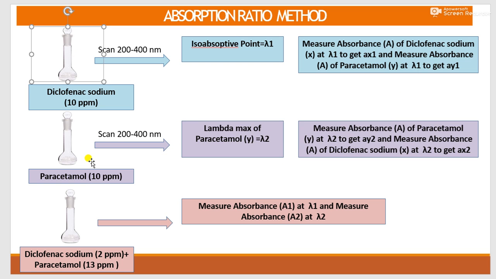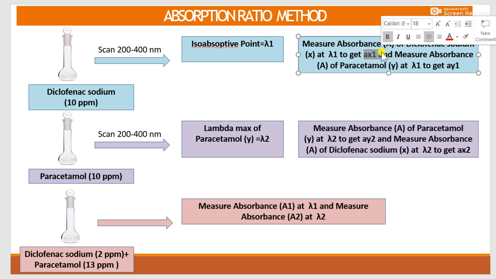These two solutions you have to measure at both the lambda. Diclofenac you have to measure at lambda 1 and lambda 2. Paracetamol standard solution you have to measure again at lambda 1 and lambda 2. Means absorbance you have to find out. Now these absorbances will be used to get absorptivity. So you will get AX1, AX2, AY1 and AY2. And this diclofenac sodium sample solution you have to take absorbance at both the wavelengths, and that will be your A1 and A2.